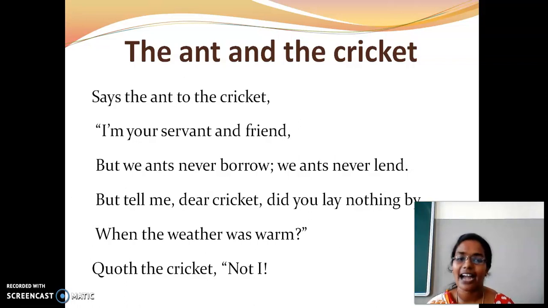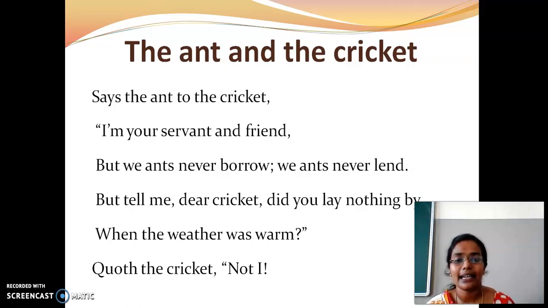Not I. I did not do anything. I did not save anything. I did not collect food and I did not store anything during the season of winter. You can see the ant is starting to speak by a very kind statement, telling that the ant is the servant and friend of the cricket, but they have a principle for themselves. They will never borrow things, they will never lend things.